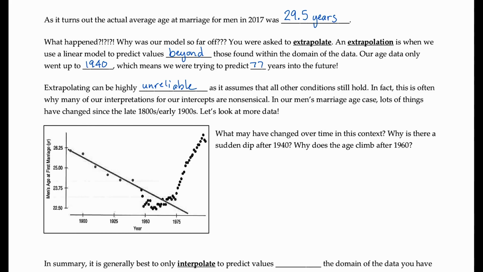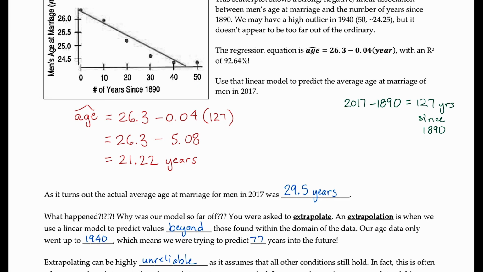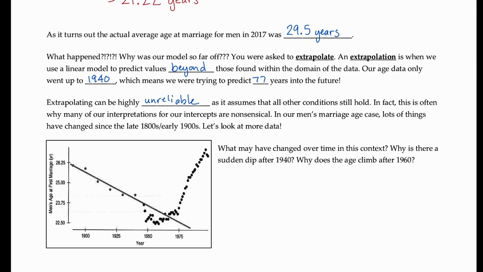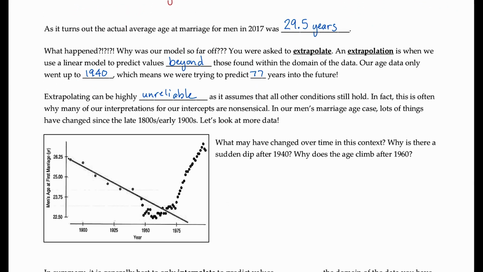So in our particular case, with the men's marriage age case, okay, there's been a ton of things that have changed since that first set of data. We were looking at only the late 1800s to early to mid 1900s. Lots have changed. In fact, there's more data. Here at the scatter plot, we can see that there's now more data there. We still have the old data dating all the way back to 1890, but we have a ton of new data from 1950 and onward here.